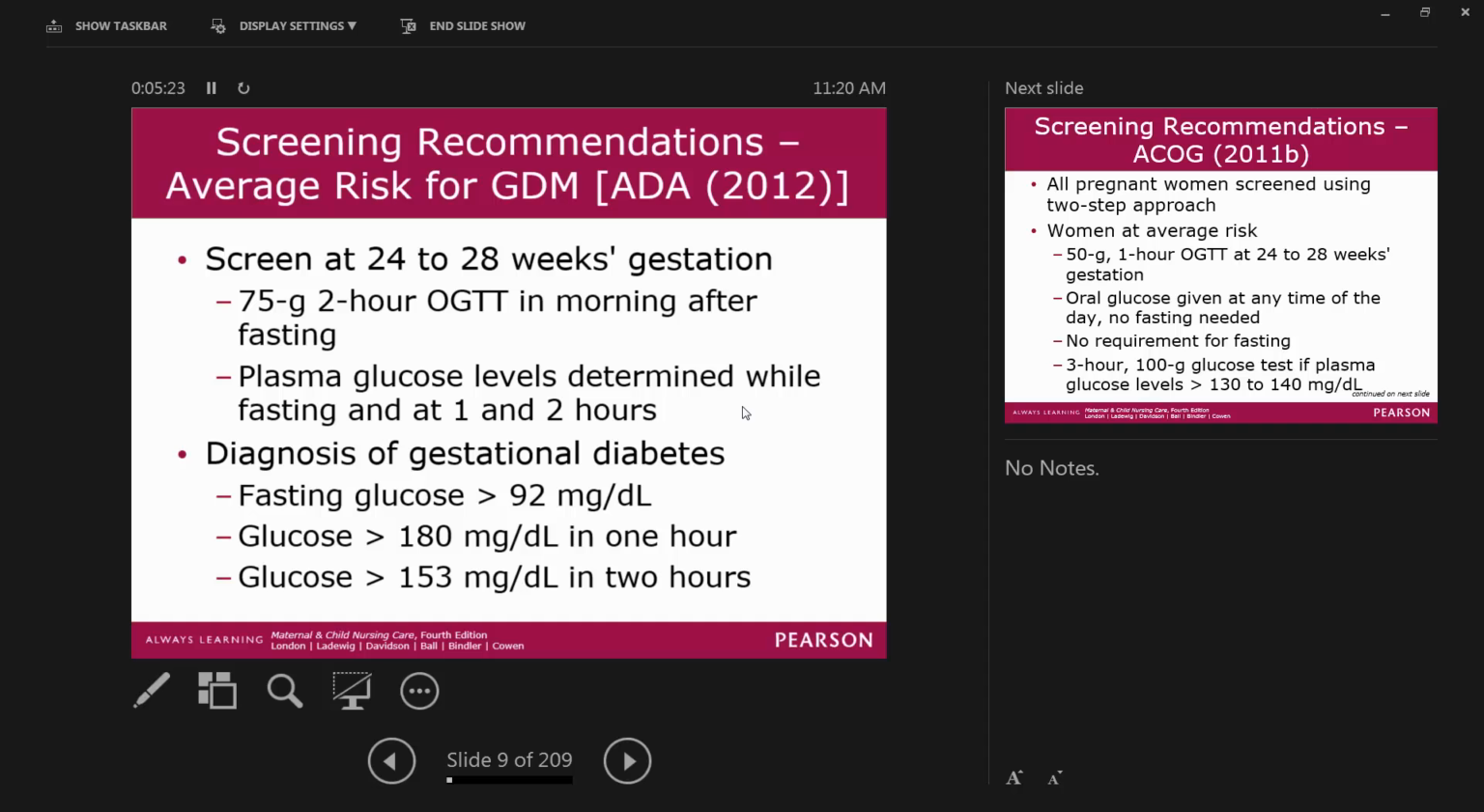Typically, we don't start screening for gestational diabetes until about 24 to 28 weeks. And there's two schools of thought on screening. It just depends on which your physician uses. If he uses the Diabetic Association screening protocol, which is the 75-gram 2-hour glucose testing, we do a 1-hour and a 2-hour blood glucose level, and if they exceed any of these values, then they're diagnosed with gestational diabetes. Okay.